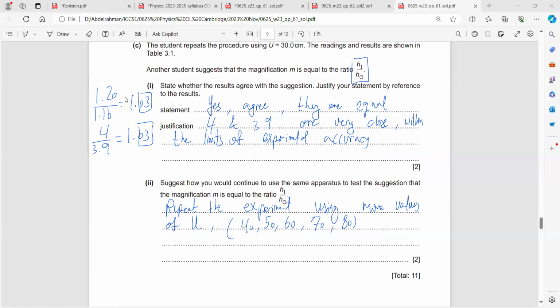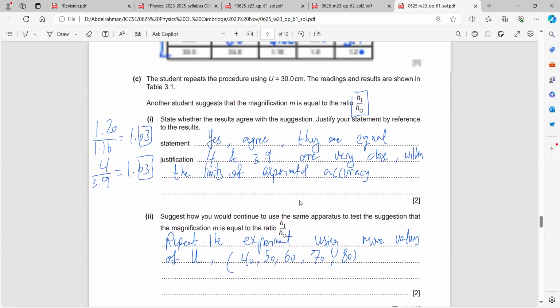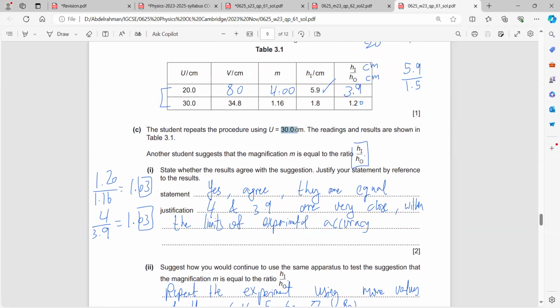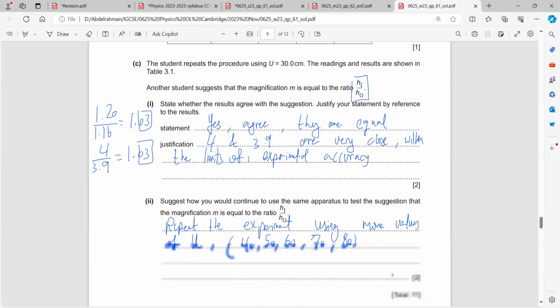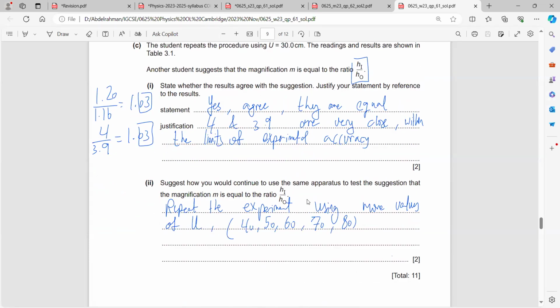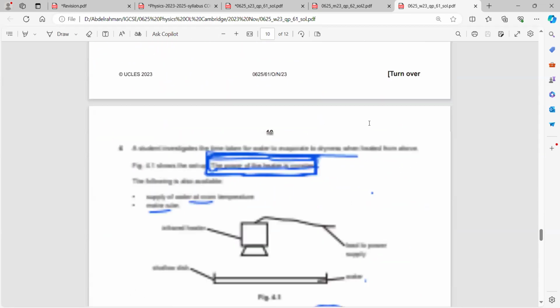There was a question here: how would you continue using the same apparatus? Repeat the experiment, but with more values for u. In this experiment, we had only 30 and 20. Is this sufficient? No, it's never sufficient. You have to use more values. For example, I used 40, 50, 60, 70, and 80. You have to increase the values of the independent variable for the question.